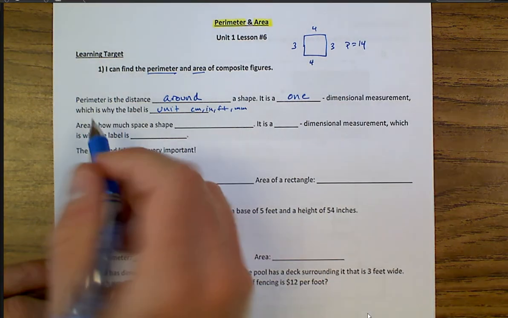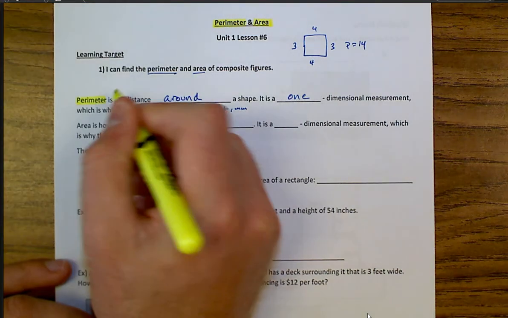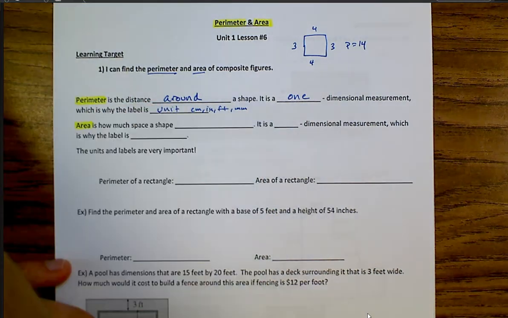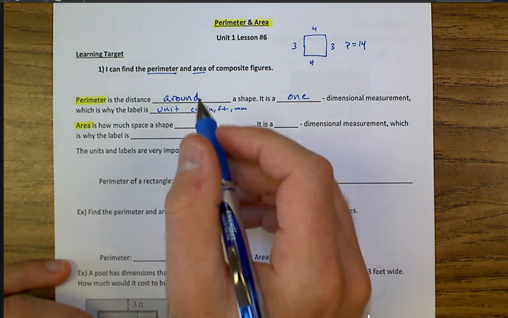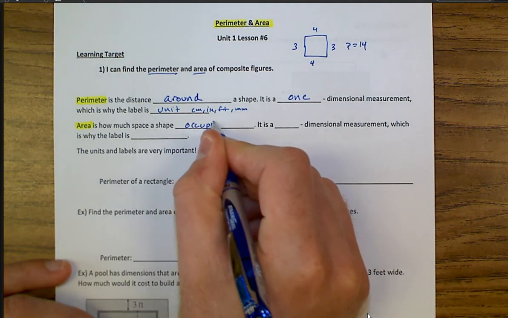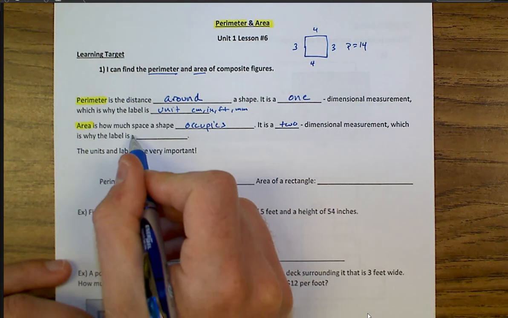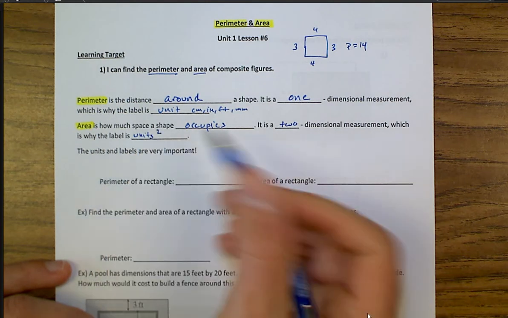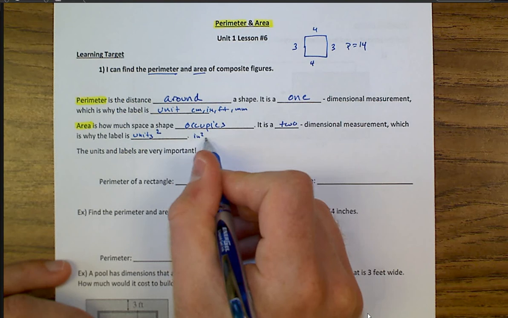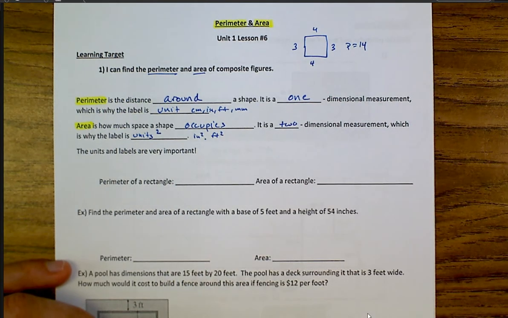That's a quick example of perimeter. Area, most of you know area. You've heard it before, but you may have forgotten what area is. Area is how much space a shape occupies. It's two-dimensional, and therefore we use units squared, right? So we use inches squared, feet squared, centimeters squared, because we're taking length times width, or base times height if we're doing a rectangle, all right?